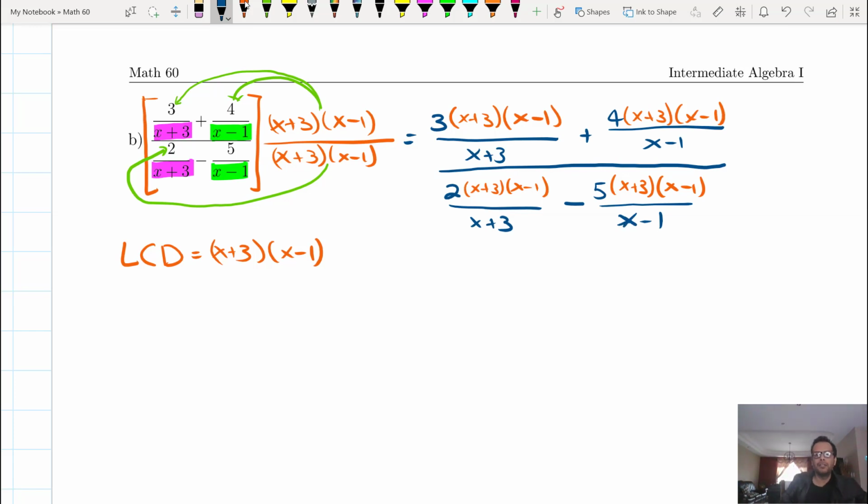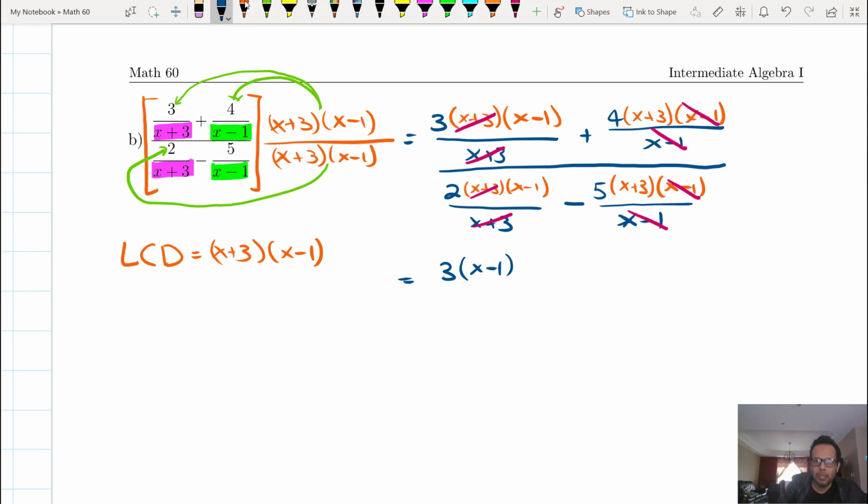So at this point, we are ready to divide out any common factors. Let's use a different color to cancel x plus 3 with x plus 3 here, x minus 1 with x minus 1, x plus 3 with x plus 3, x minus 1 with x minus 1. On the next step, what are we going to be left with? For the first fraction, we're left with the quantity 3 times x minus 1.